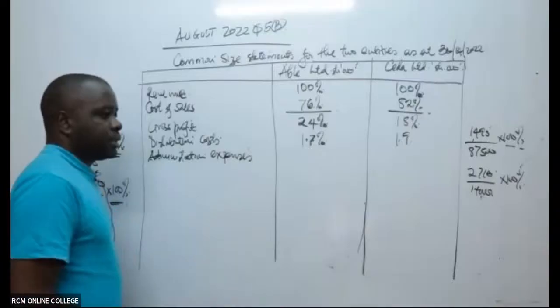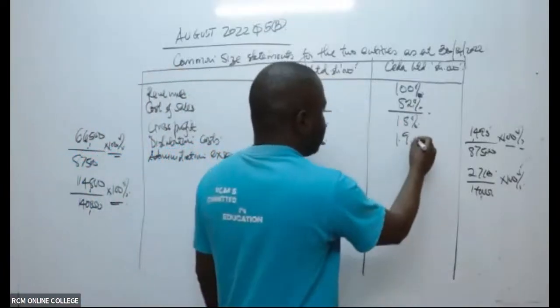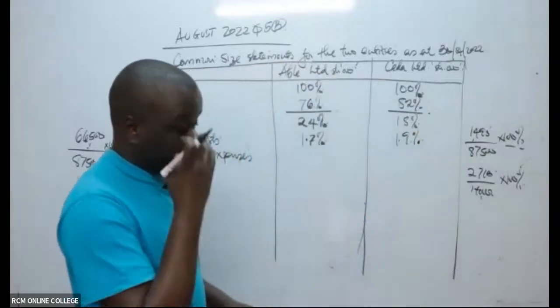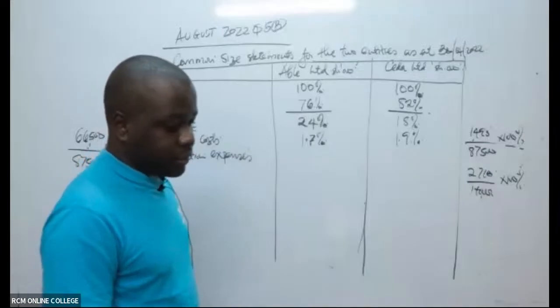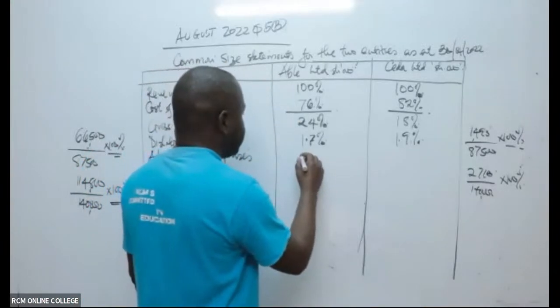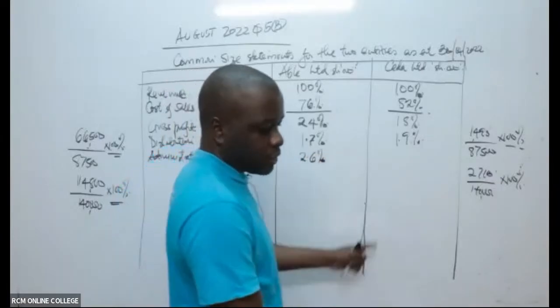So for administration expenses, you are getting what percent? You are getting 1% for administration expenses. You just use the same procedure. I can see you're saying 2.6, so 2.6%. What about for Cx?